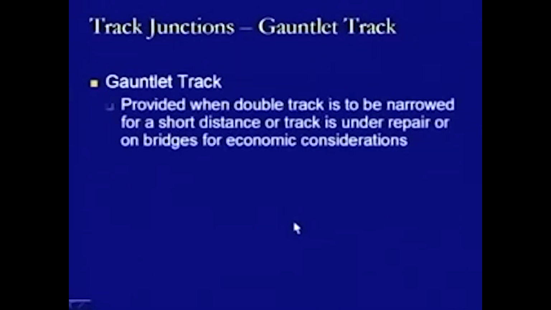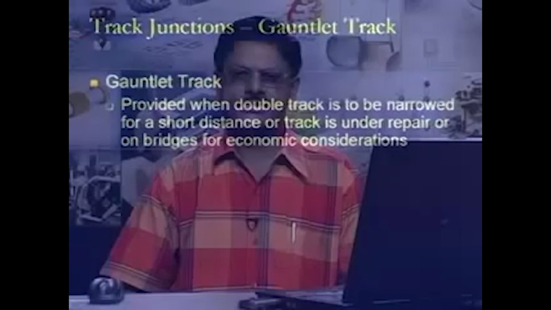Now, we come to another category of track junction, which is known as gauntlet track, and this gauntlet track is provided where the double track is to be narrowed for a short distance, or the track is under repair, or on bridges for economic considerations. What happens is that if there is a requirement of providing two tracks which are of different specifications at the same location, then that type of condition is a gauntlet track.